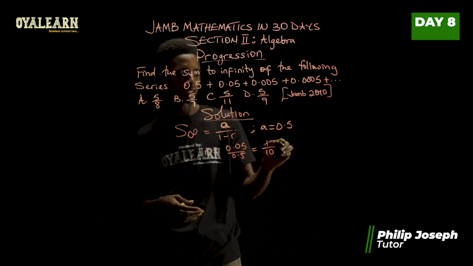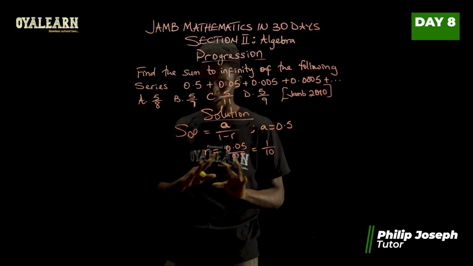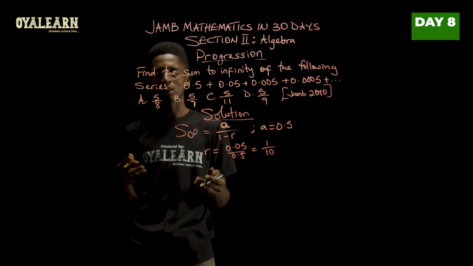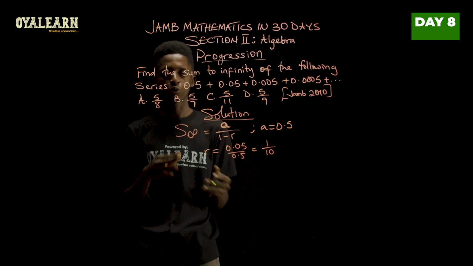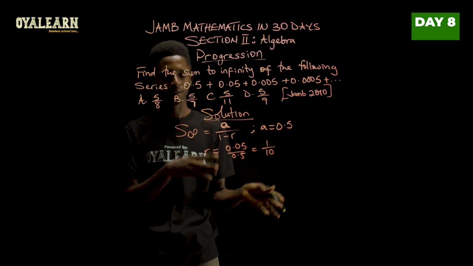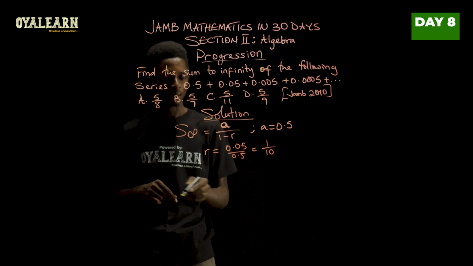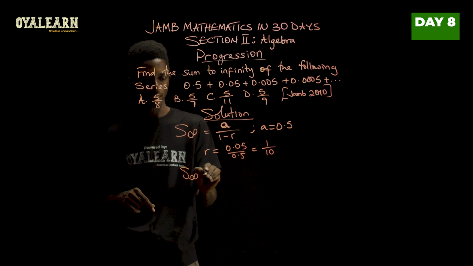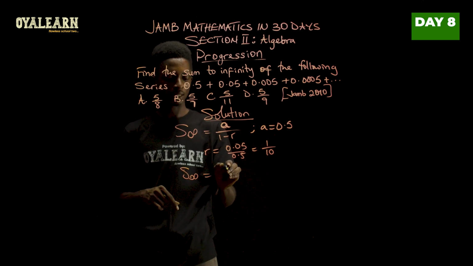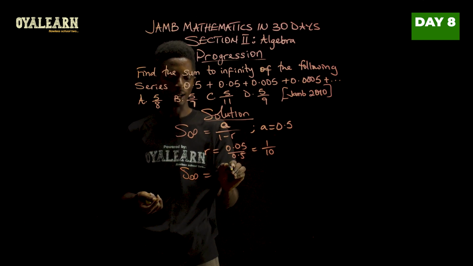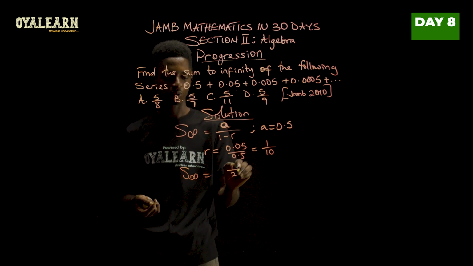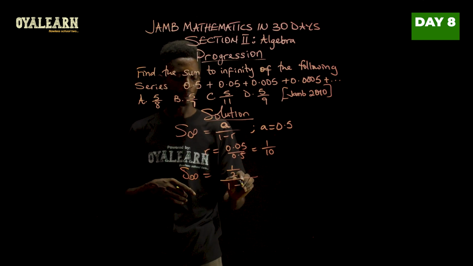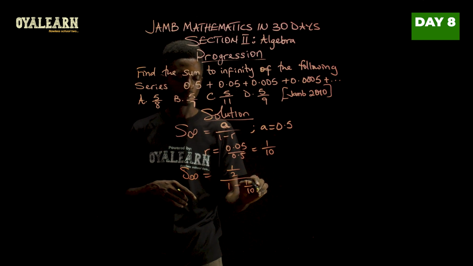And 1 over 10 is the same thing as saying 0.1, but I just like to work in fractions, so let's go on. By the way, you can see that the options we have here are in fractions, so it's a hint that working in fractions will help you arrive at your answer faster and without error. Now, sum to infinity: A is 0.5, so I can write 0.5 as 1 over 2, divided by 1 minus 1 over 10.